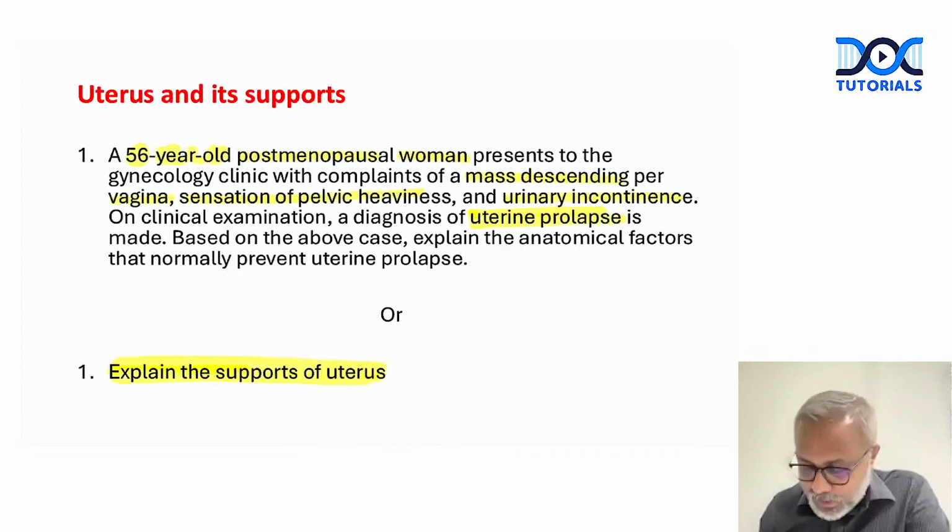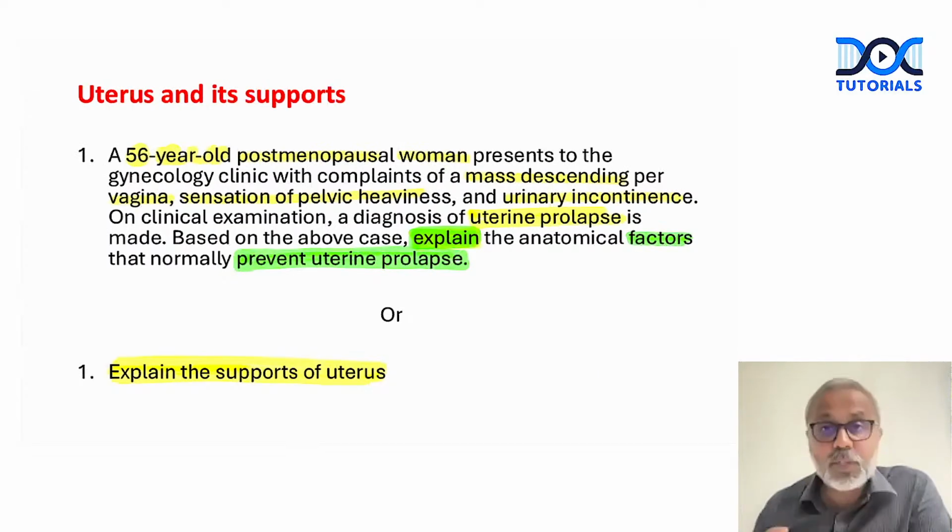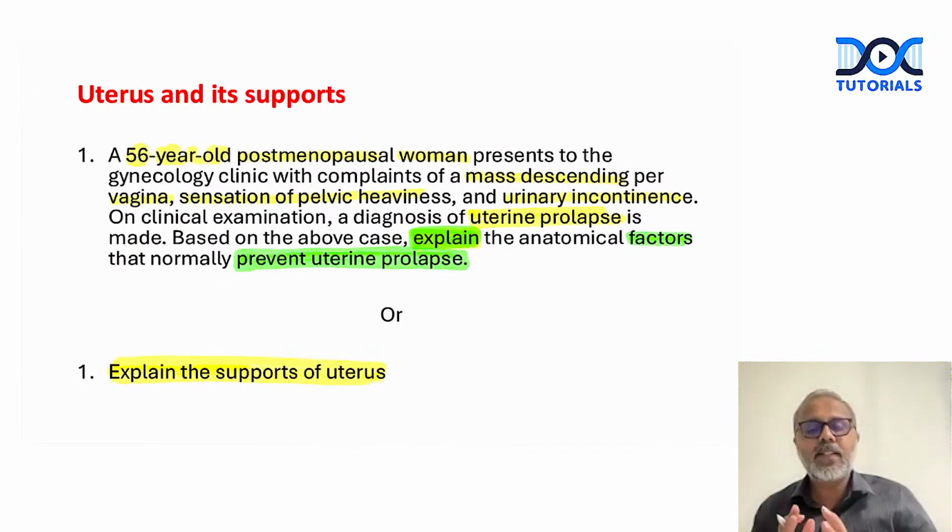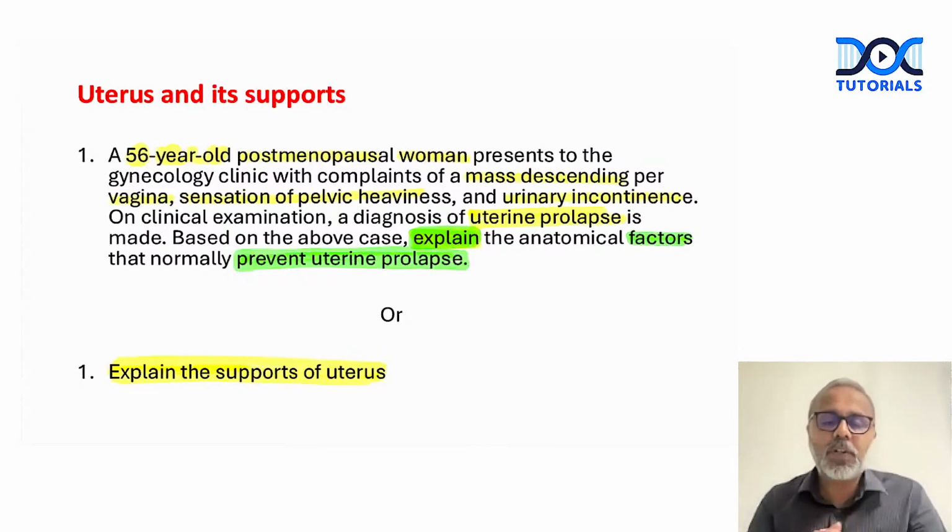Let's read the question then. Based on the above case, explain. Look at the verb carefully. The verb says explain, so you have to explain it in detail. Explain the anatomical factors that normally prevent uterine prolapse. You should not get confused with what the examiner is trying to ask. It is about what are the structures which normally prevent the prolapse of the uterus. That's it. This is what we need to explain.